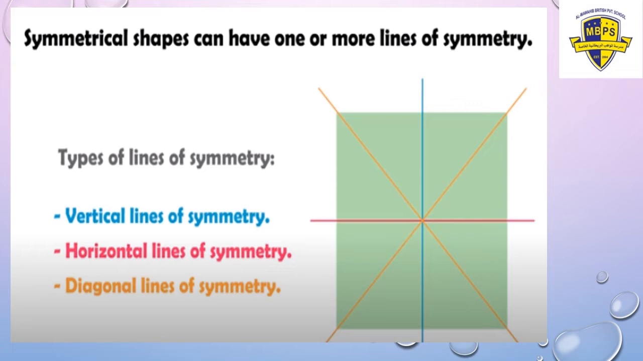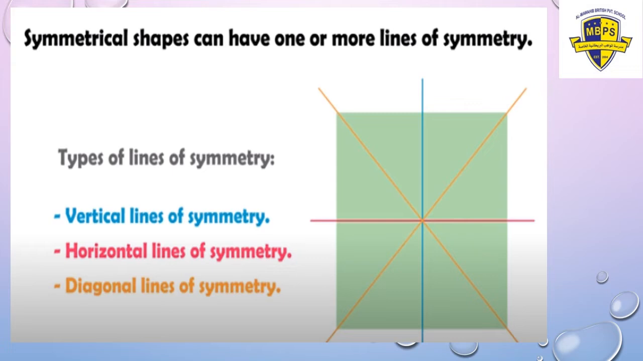Like if you look at the square, can you tell me how many lines of symmetry are there? Come on children, count and tell me. We have one blue line, then the red line goes across and the orange lines go diagonally. So how many lines do we have?